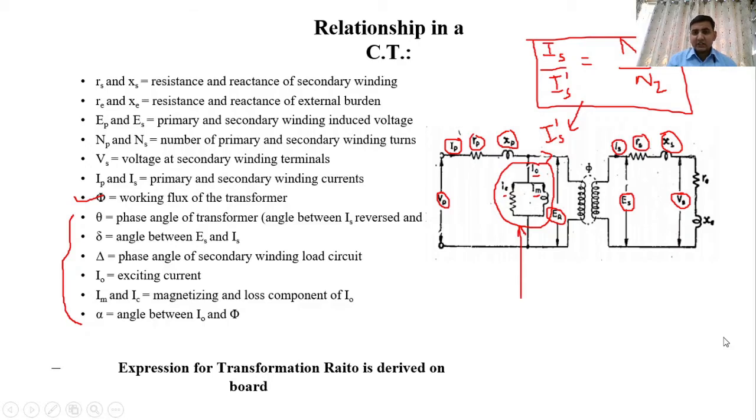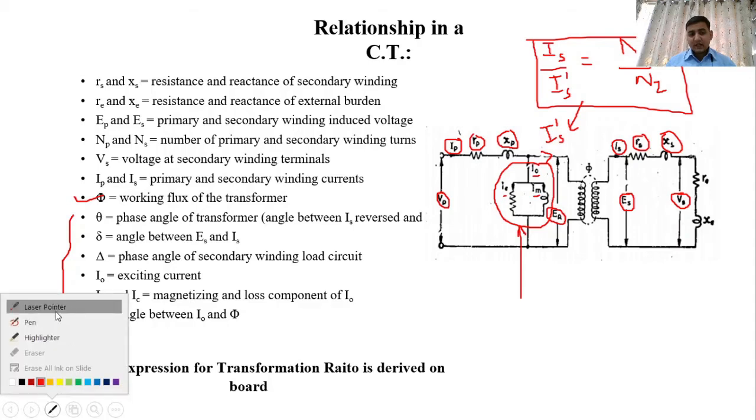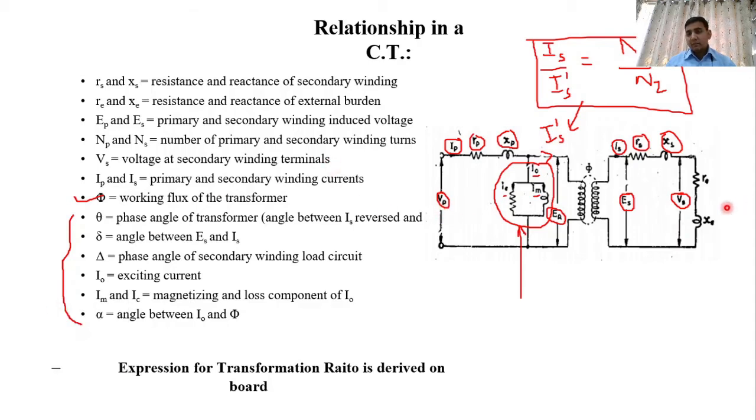You will see these representations also in the previous slide, where VP and VS represent the primary and secondary voltages, and RP and RS are the primary and secondary resistances of our transformer, represented as copper loss in the primary and secondary windings. XP and XS represent the primary and secondary leakage reactance, representing the leakage flux losses in our primary and secondary windings.